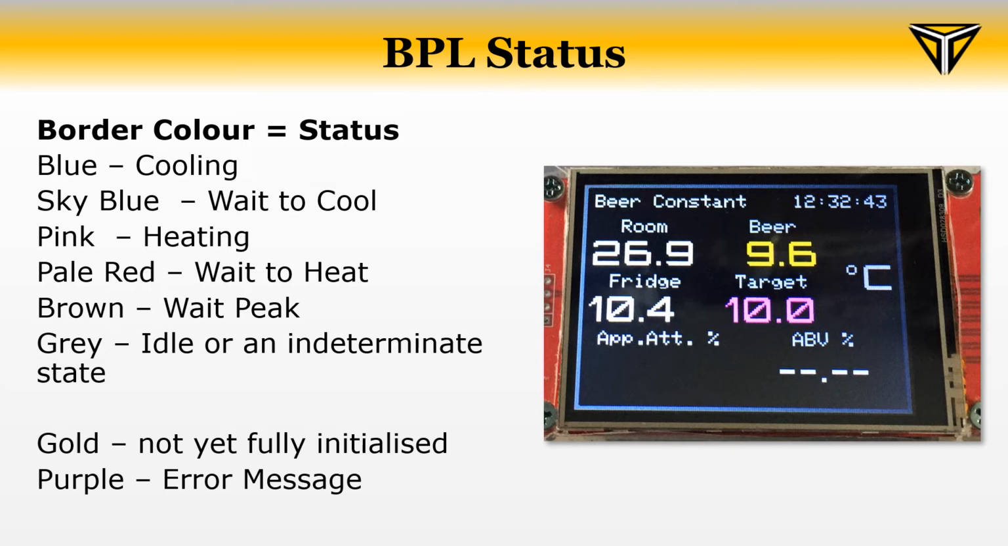Having a colorful TFT display rather than the OLED screen means you can do some different things. So instead of having text-based status, it's color-coded. The border of both of the screens indicates BrewPiLess status plus some housekeeping. Gray is an intermediate state as well as idle. Gold means that it's not yet fully initialized. Purple is for error messages.